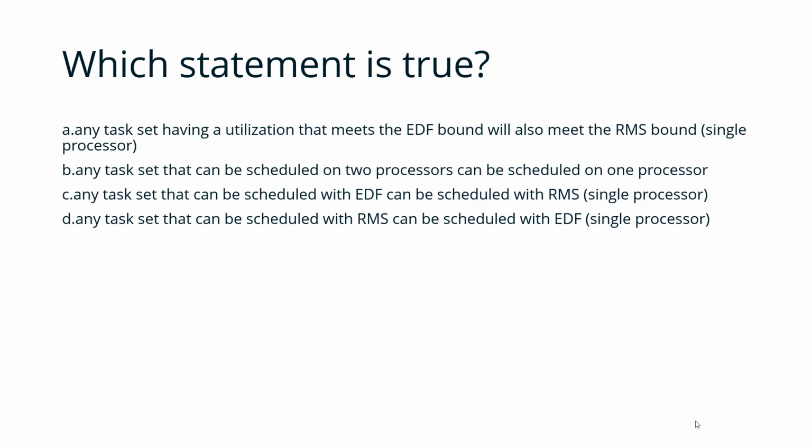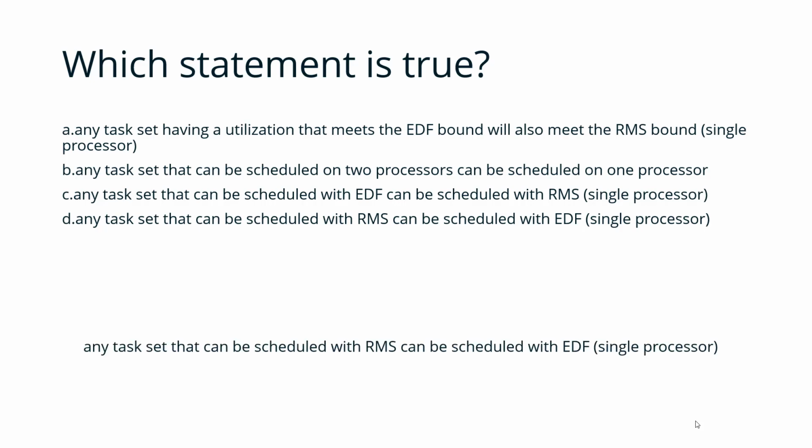Any task that can be scheduled with EDF can be scheduled with RMS? No. Any task that can be scheduled with RMS can be scheduled with EDF. That's true, yes, because EDF is more powerful in that sense. The set of tasks that you can schedule with EDF is a superset of RMS. Okay, and that's it. Any questions?